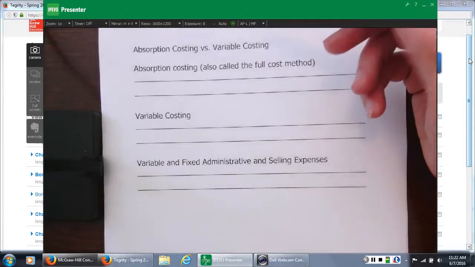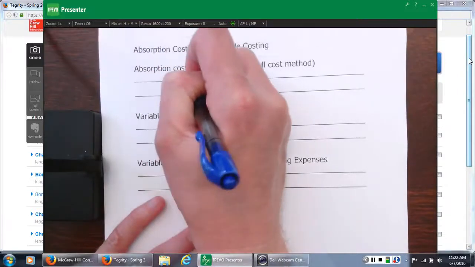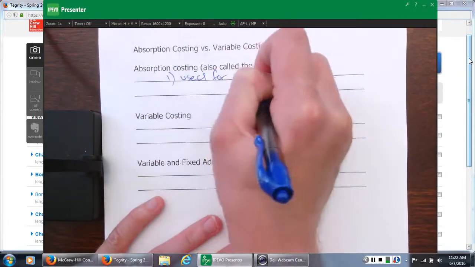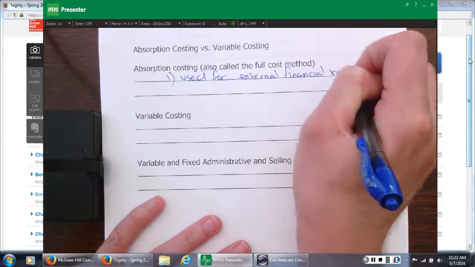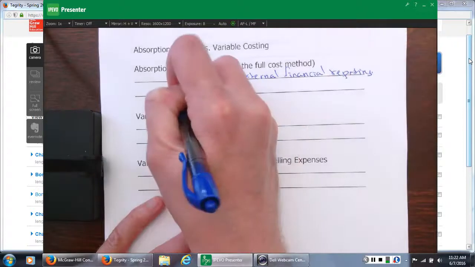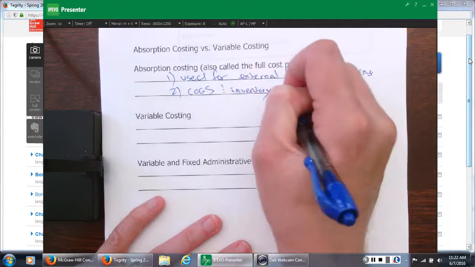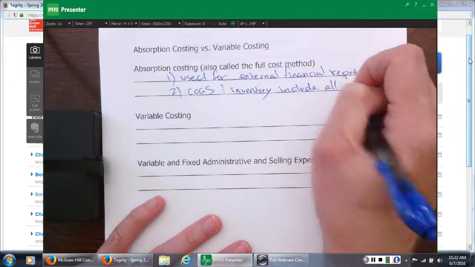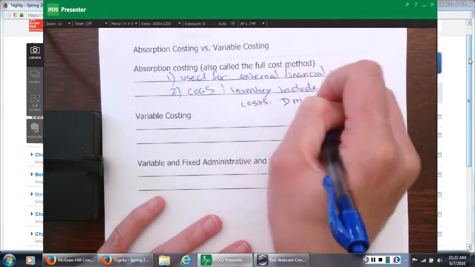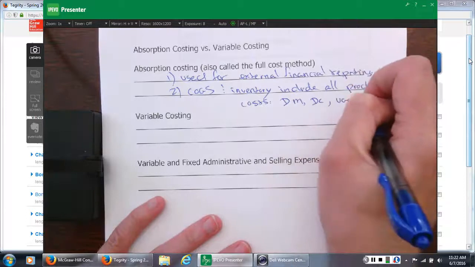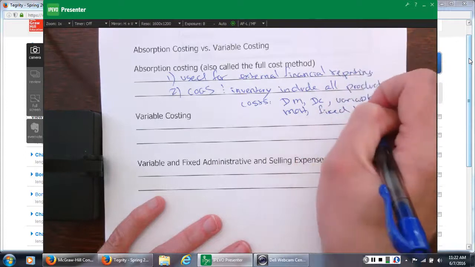Absorption costing is also known as full costing. Okay, synonymous. All right, so that is used for external financial reporting. Okay, cost of goods sold and inventory include all product costs. So that means they include direct materials, direct labor, variable manufacturing overhead, and fixed manufacturing overhead.